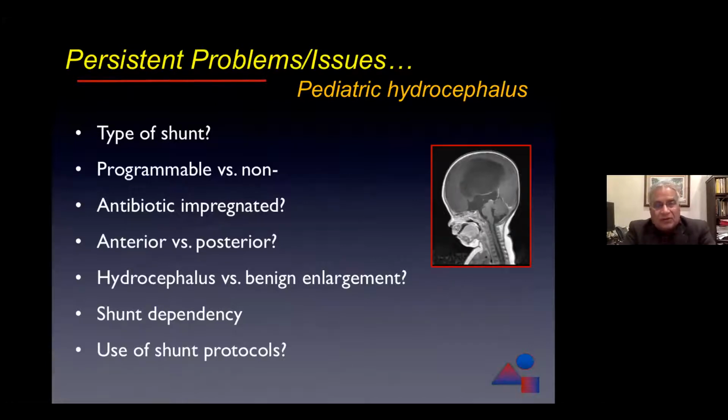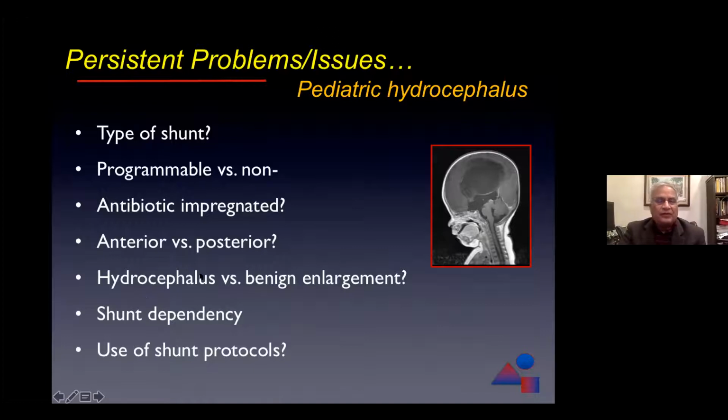Some other questions left in pediatric hydrocephalus. What type of shunt? Should we use a programmable shunt or non-programmable? Antibiotic impregnated, is it necessary? Is it worth it? Many studies say it's worth it for the cost in the long term if you can afford it. Shunting is a multi-billion-dollar industry in America. Of course, in India and other places where the infection rate is high, we can reduce it by doing this. In pediatrics, the common question is, is it benign ventricular enlargement without any symptoms, or is it true hydrocephalus that needs to be operated?